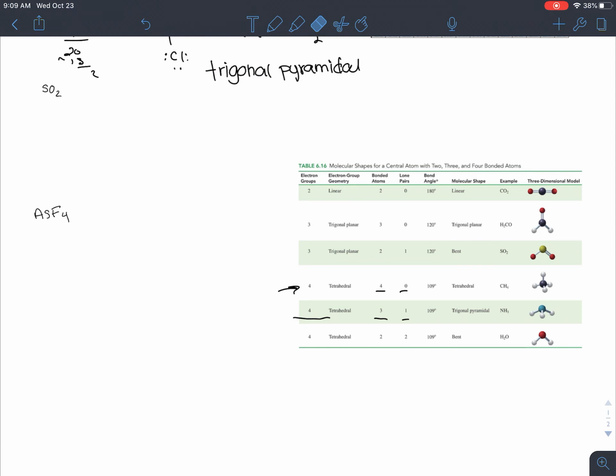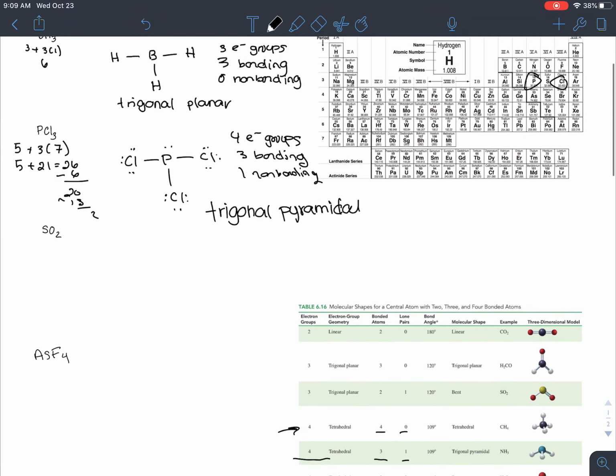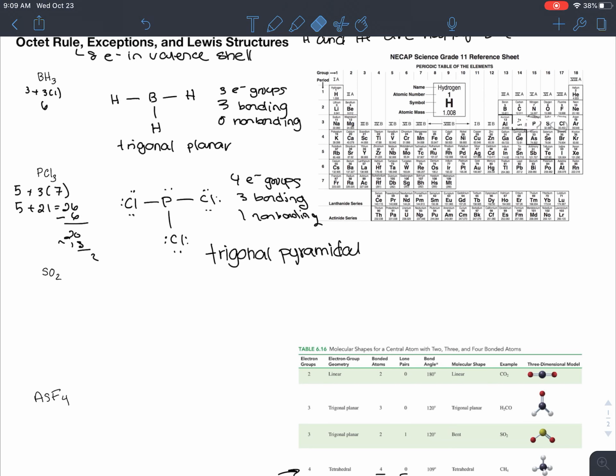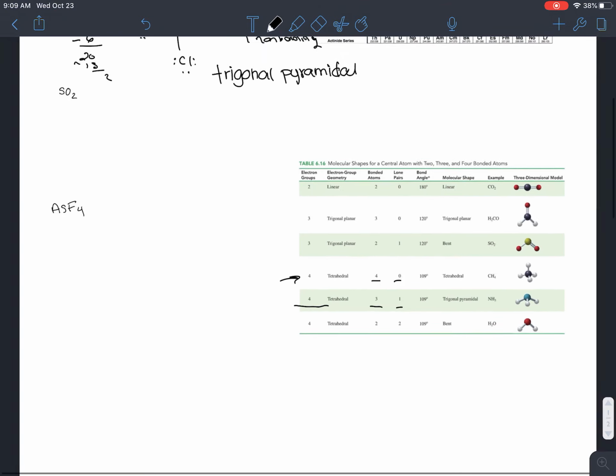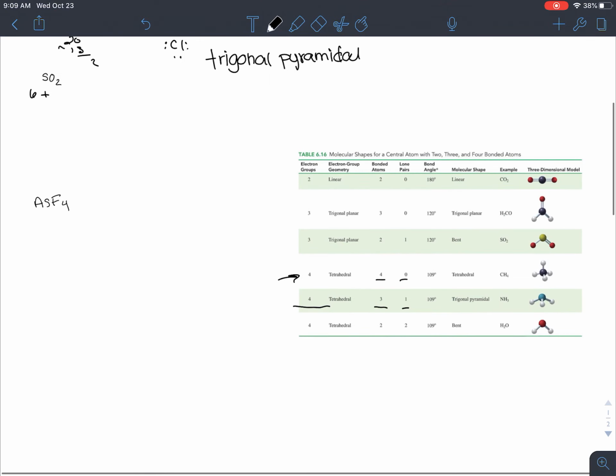So we have SO2, sulfur dioxide. Sulfur and oxygen can make the same number of bonds. But there's 2 oxygens and 1 sulfur, so the oxygens are going to go around the sulfur. How many total valence electrons do we have? 6 plus 2 times 6, 18.